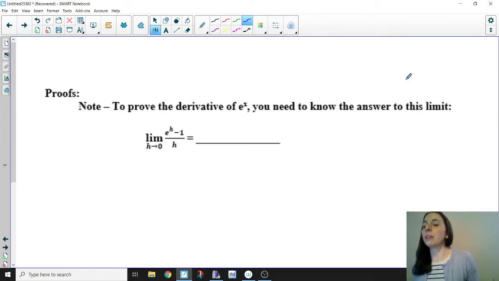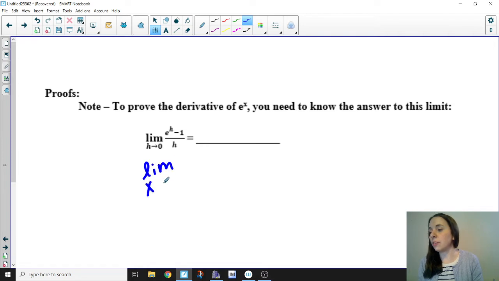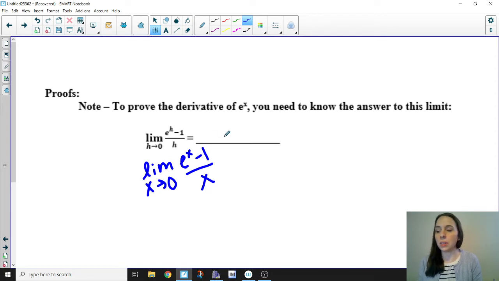Okay, finally, one other thing we need to do before we jump into some proofs, and it is this. We need to know the answer to this limit: the limit as h approaches 0 of (e^h - 1)/h. Or I'm actually going to change it, for the purposes of using our graphing calculator, to the limit as x approaches 0 of (e^x - 1)/x. I'll get the answer to that, and this would be the same answer.